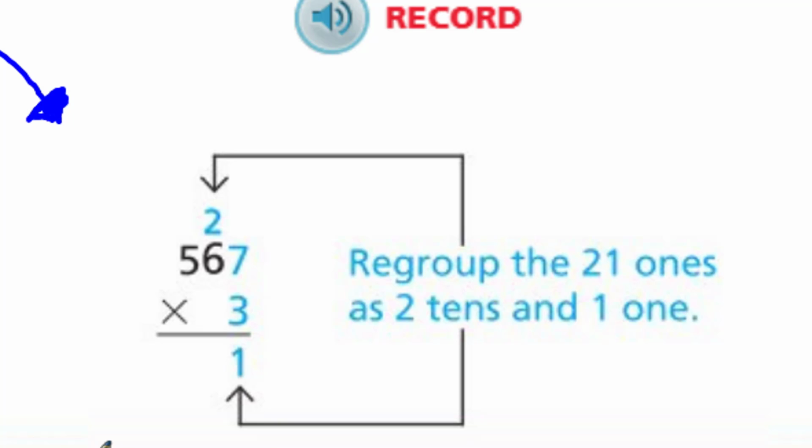We'd have to move him out. Because we can't have 2 digits there, we can only have 1, up to 9. Once you get a 10, regroup. That's right. So here's our 2. So really, this is easy so far? Yes? Are we good? I hope so.